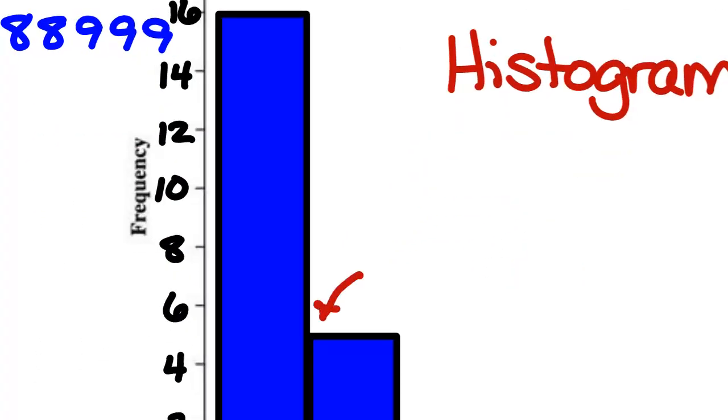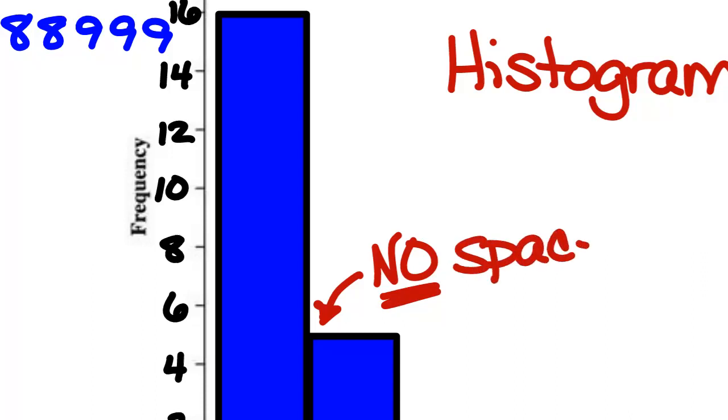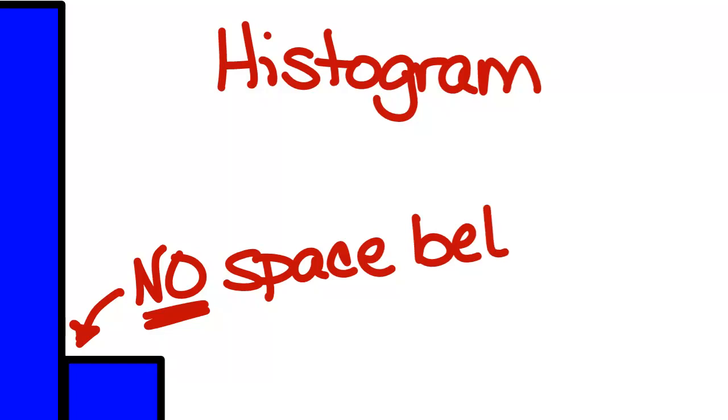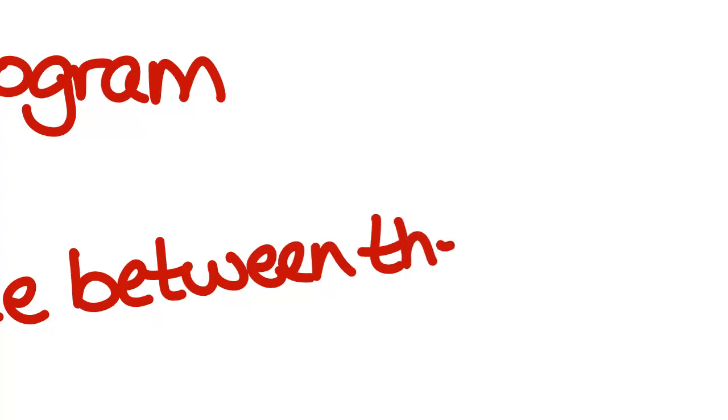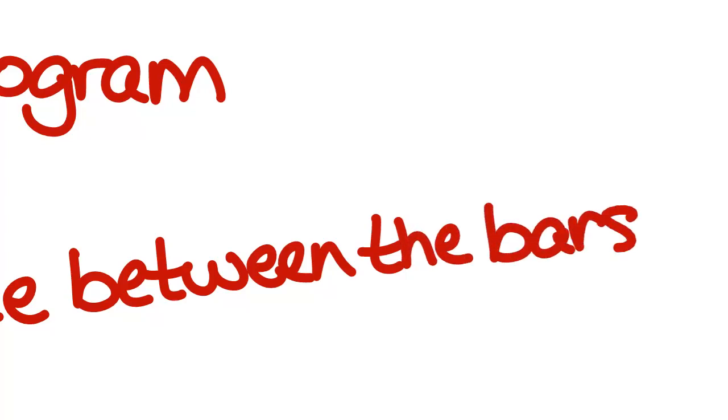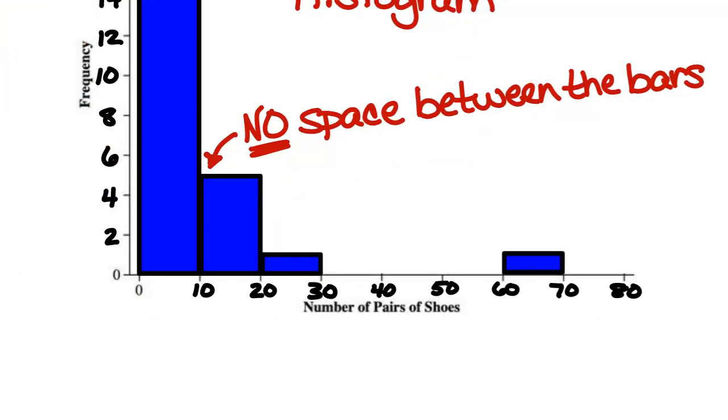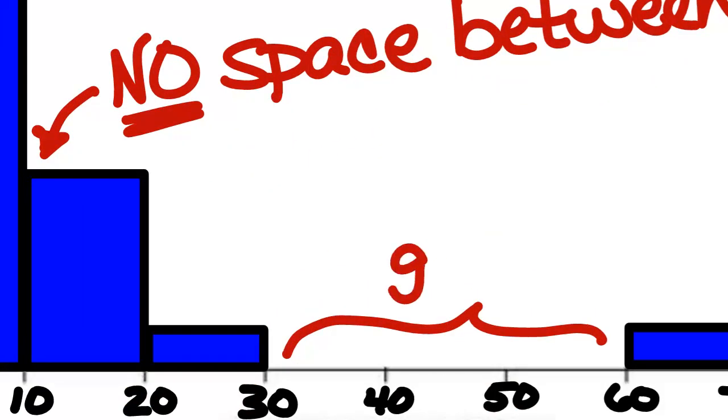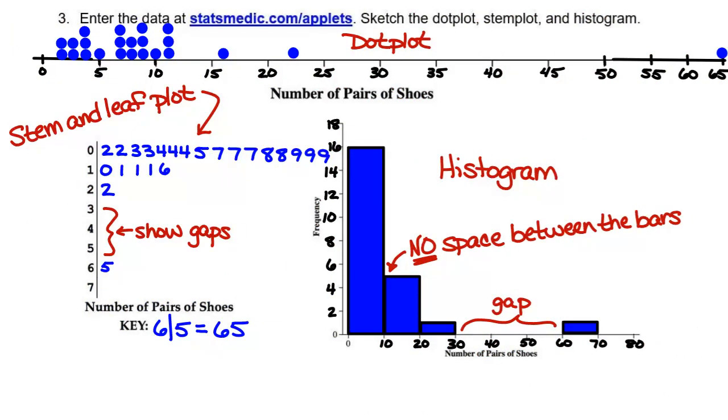I noted that there's no space between the bars. We show our gap here. And now there's only one other big issue that we would need to talk about with making a histogram by hand.